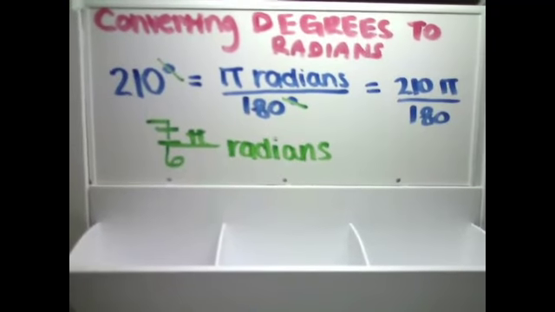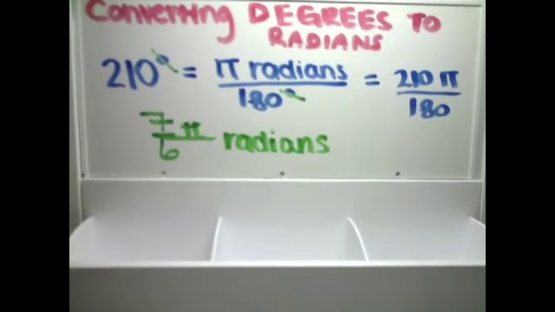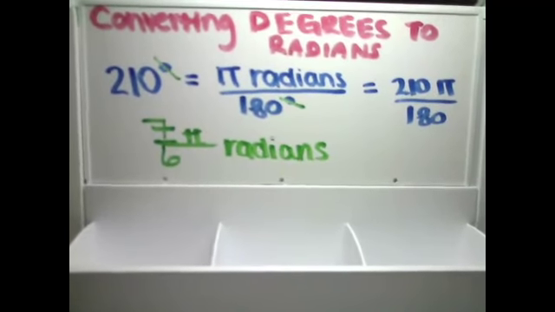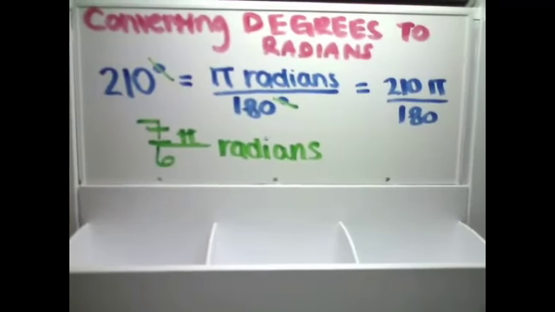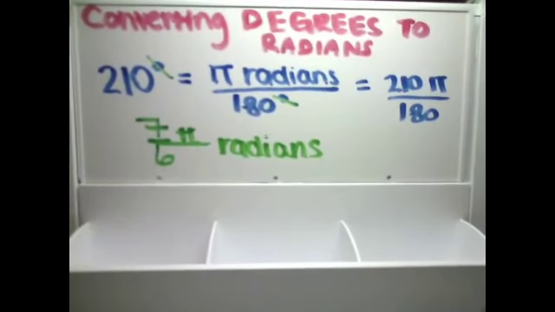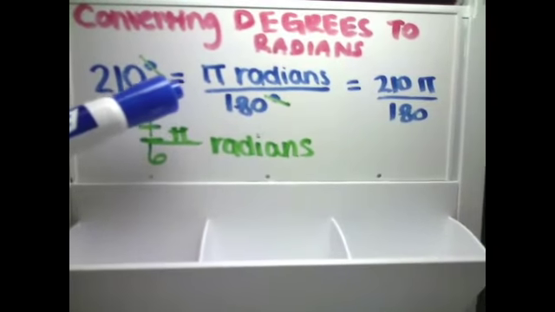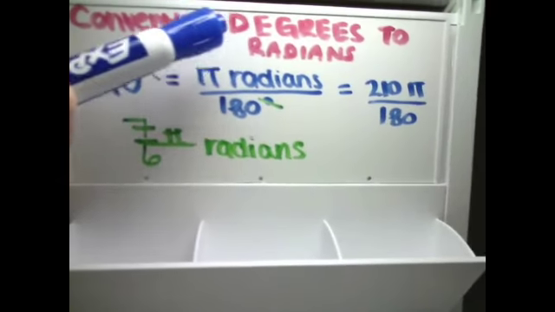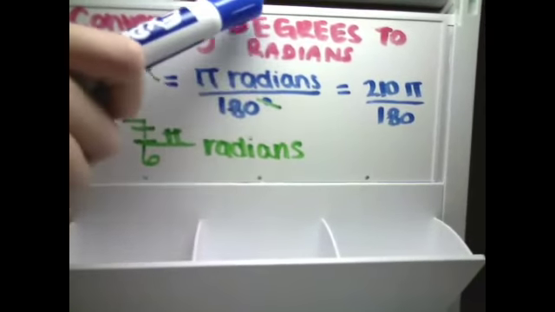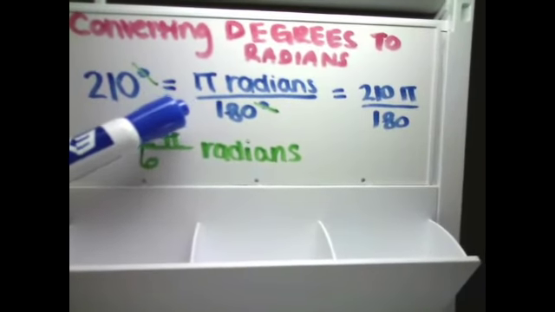Now let's try converting degrees to radians. Let's start with this problem. We have 210 degrees. Now convert the degrees to radians. This time around, the 180 degrees is going to be at the bottom as your denominator. Why, you might ask? Well, because you want to take out the degrees. Last time, when we were converting radians to degrees, you wanted the radians to leave. This time, say goodbye to degrees once again.